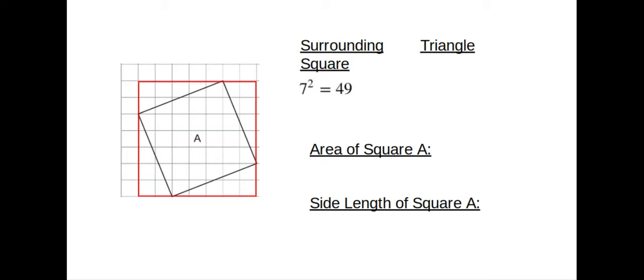However, there is extra space in the shape of triangles in the corners of the larger square that need to be subtracted out. The base of each triangle is 2, and the height of each triangle is 5. So my equation for the area of each triangle is 1/2 times 2 times 5, which equals 5. Since there are 4 triangles, I can multiply 5 times 4 for a total of 20 extra square units that need to be subtracted from the larger square. 49 minus 20 is 29, so the area of square A is 29.